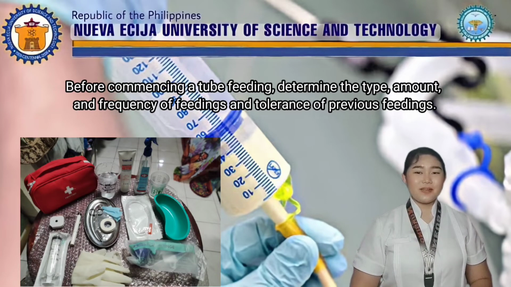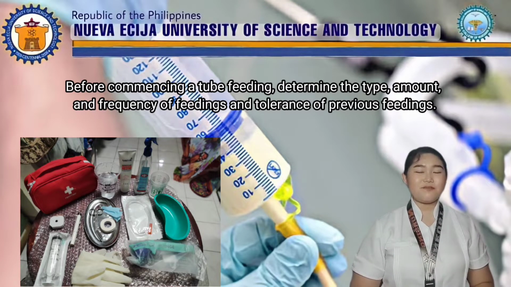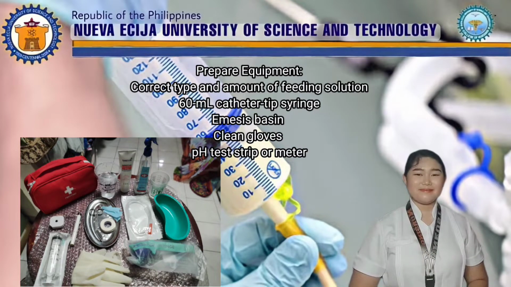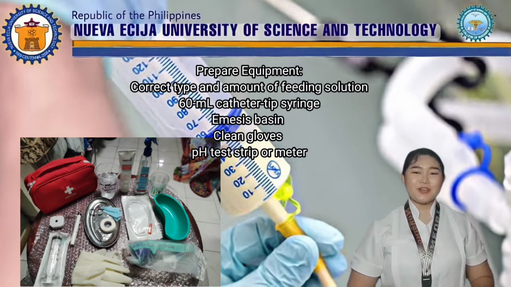Planning. Before commencing a tube feeding, determine the type, amount, and frequency of feedings and tolerance of previous feedings. Prepare equipment. Correct type and amount of feeding solution.